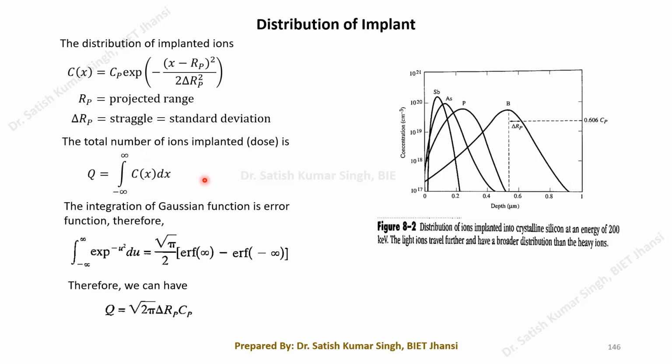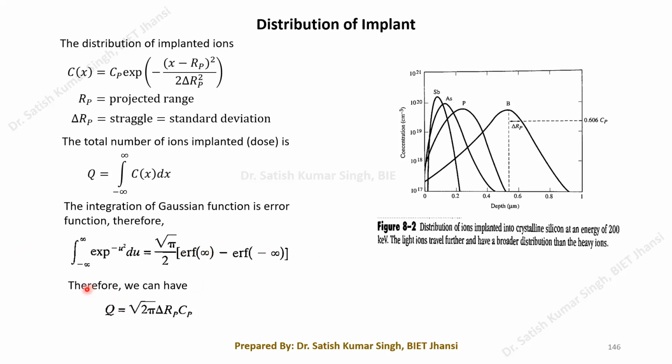Okay, so after doing this integration we have to note down, because it is a Gaussian function, a certain property of the Gaussian function. It is going to give you the error function. You will get root pi by 2 times error function of infinity minus error function of minus infinity. Based on this property of the Gaussian function, you can calculate the total dose of the impurity atoms that you have implanted.